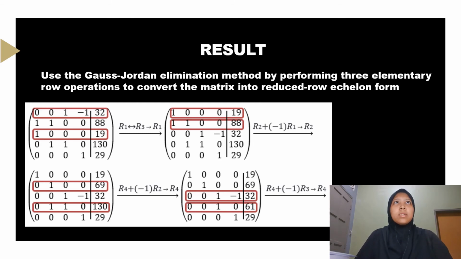We can see that there is a leading 1 there. Thus, we need to make sure that everything below the leading 1 is 0. Therefore, I'm going to use the same method, which is multiplying the third row with negative 1 and adding it to the fourth row. Now, all the entries below it have become 0.